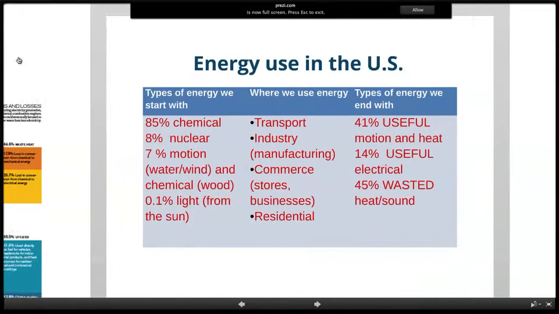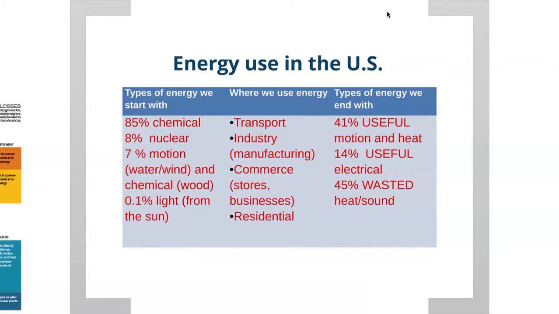And so we talked about energy in the U.S. We start with 85% of our energy comes from chemical energy. Only 0.1% comes from light. And we use the energy mostly in transportation industry and then commerce and residential. 41% of the energy we end up with is useful in terms of motion and heat. 14% is useful electrical energy, but 45% is wasted as either heat or sound.